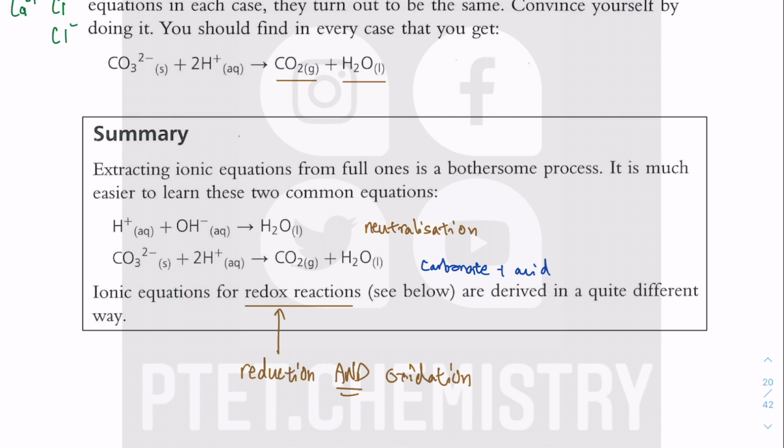All right, so that's it for this lecture tutorial. In fact, I've gone through quite a lot of ionic equations in the previous lecture tutorial on precipitation reactions, and in this lecture tutorial we have continued on the two general common equations for neutralizations and the carbonate acid reaction.